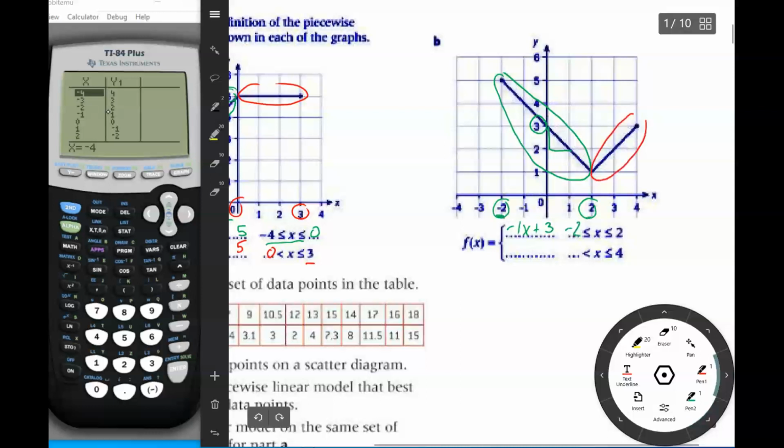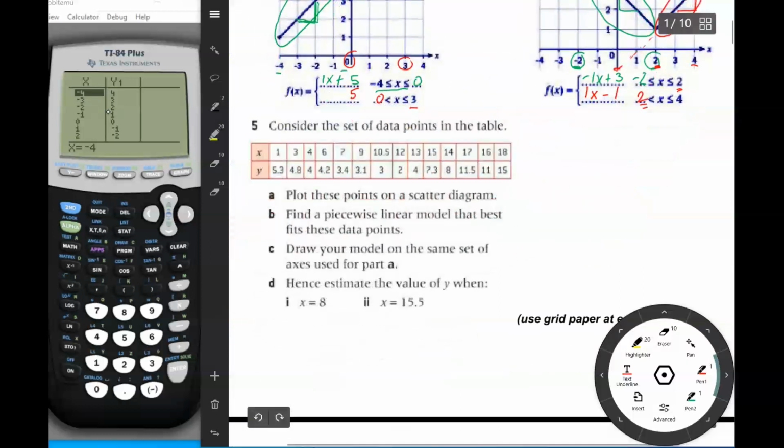Then we're going to do this side of it. So this side of it goes from 2 to 4. Notice how this 2 is the same as this 2. And this function, it looks like it would be a slope of 1, right? And the y-intercept would be negative 1, right? If I extended this, the y-intercept would be negative 1, right? So I'm going to put positive 1x minus 1. Okay? All right.